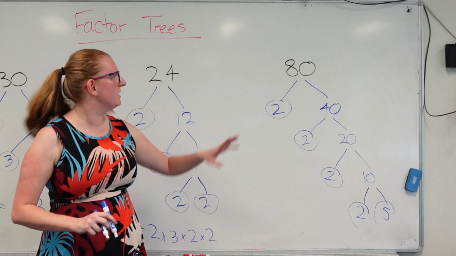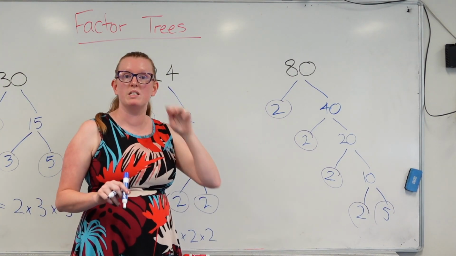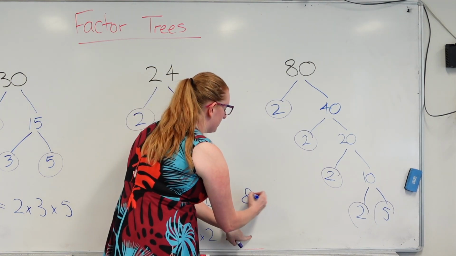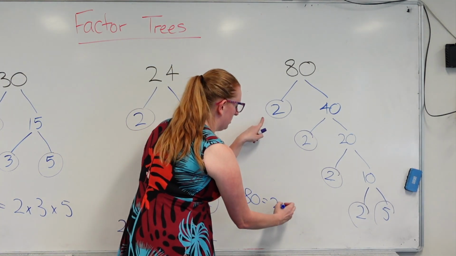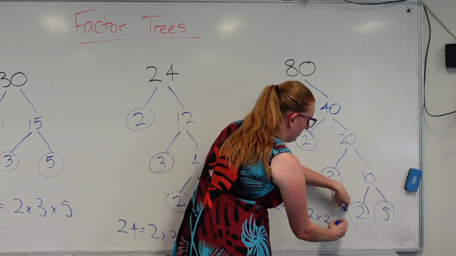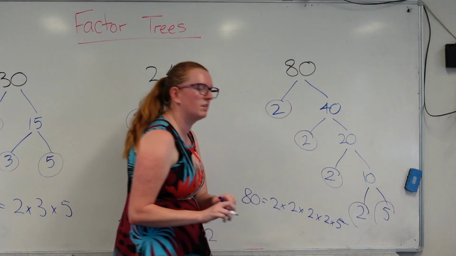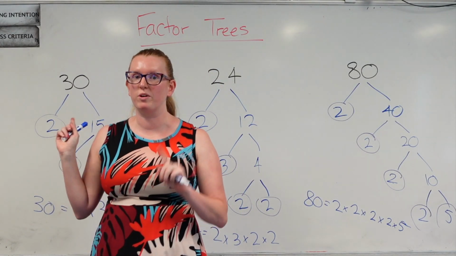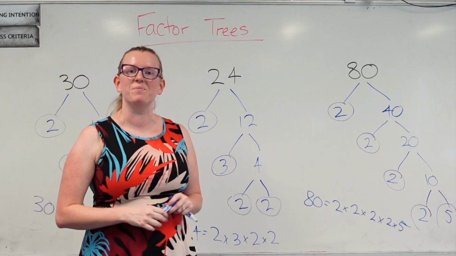There we go. We have finished breaking down the number 80 into its prime factors. So the number 80 could be written as 2 times 2 times 2 times 2 times 5. Awesome. And there we go, we have just created factor trees for three different composite numbers. Awesome, thanks for watching.